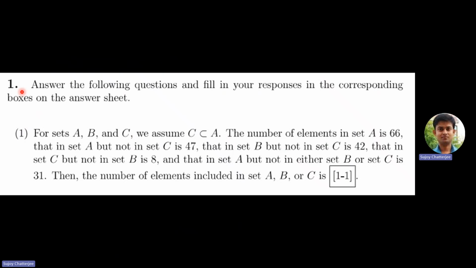For sets A, B, and C. So this is a question of set theory. For sets A, B, and C, we assume C belongs to A. The number of elements in set A is 66. That in set A, but not in set C, is 47. That in set B, but not in set C, is 42. And that in set C, but not in set B, is 8. And that in set A, but not in either set B or set C, is 31. Then the number of elements included in set A, B, or C is what?